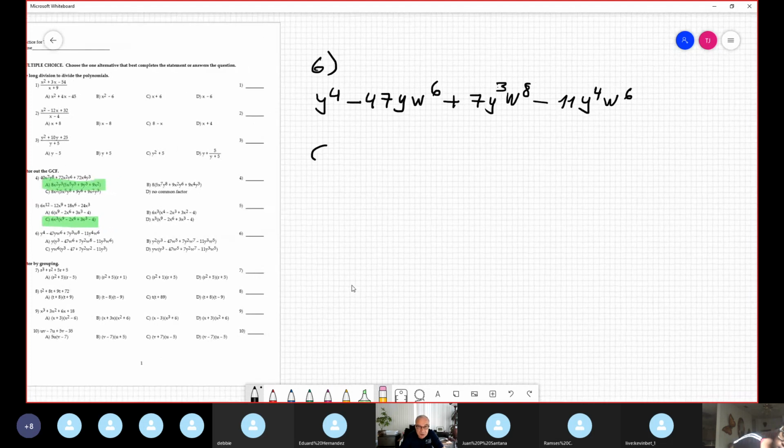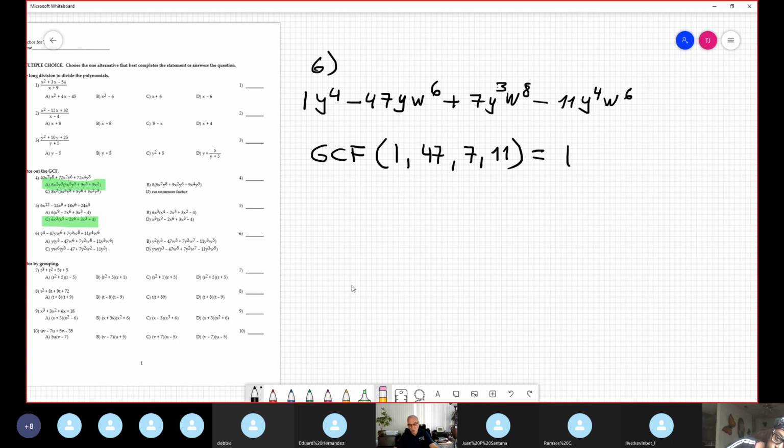In this case, the numbers that participate in the game are the coefficients: 1, 47, 7, and 11. Remember, I don't care about the sign. The sign is not important. So we have no common factor, because 1 is a special number, not prime, but special. 47 is prime, 7 is prime, and 11 is prime. The GCF is 1. No GCF, or 1, is the same.